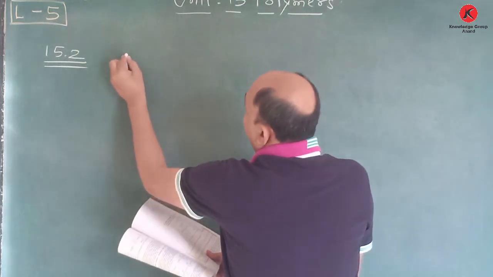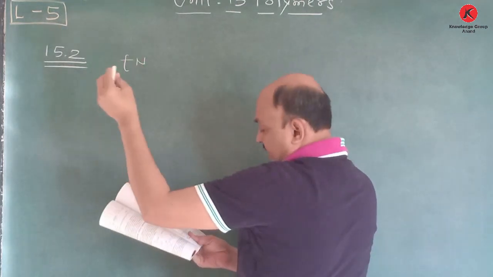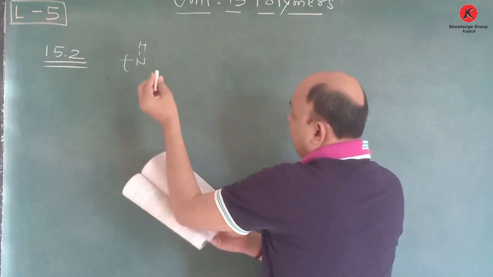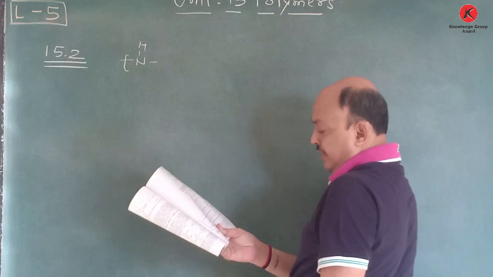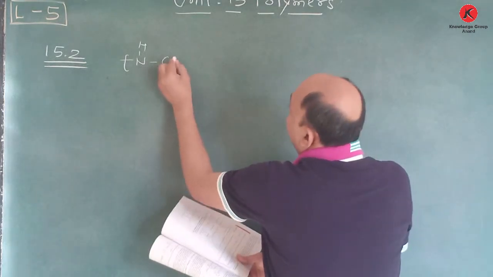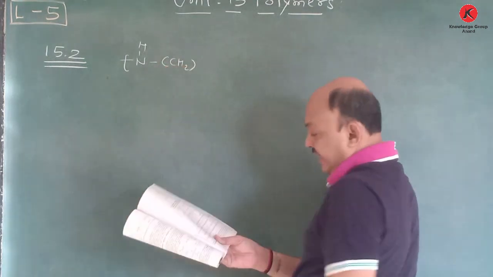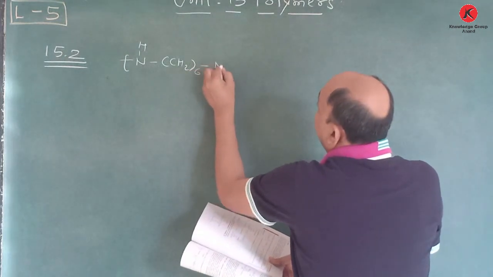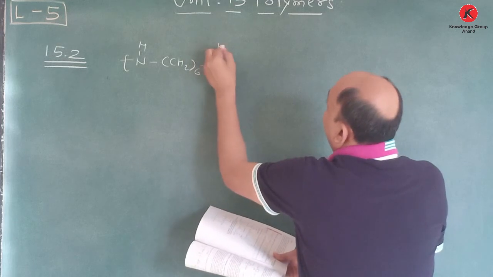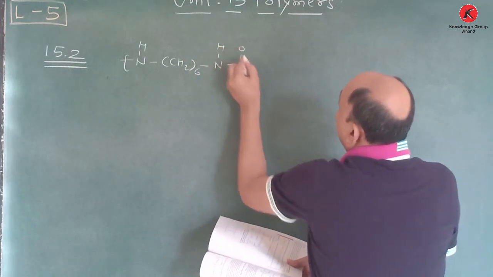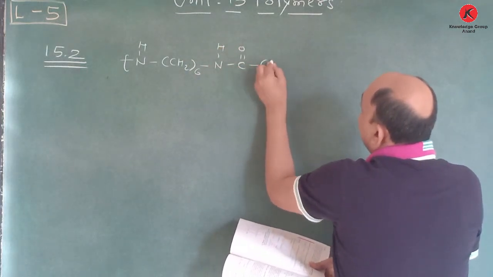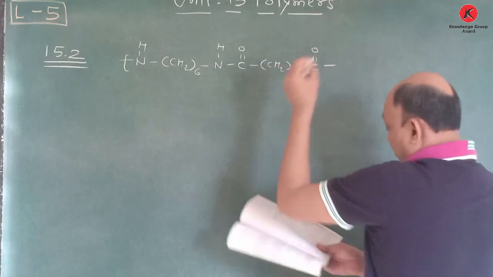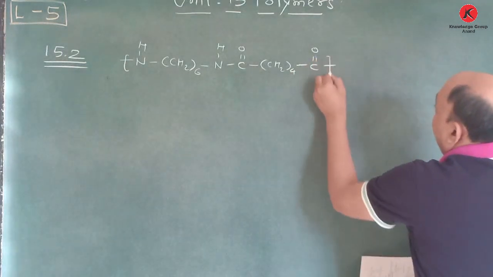One formula is there. NH, then I write only one here, CH2. How many times? 6 times. Then NH, C double bond O. Then here CH2 4 times, C double bond O, and then N.